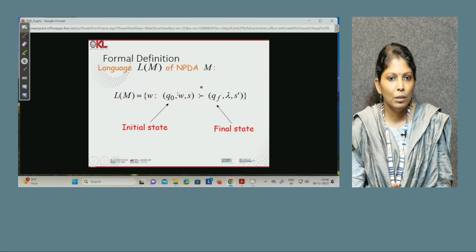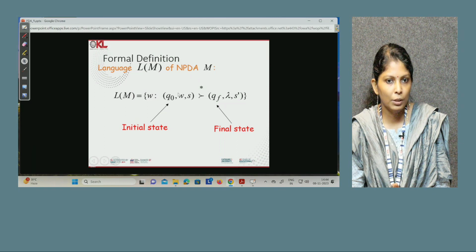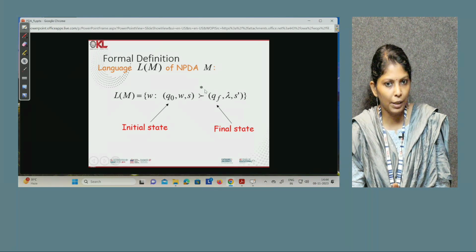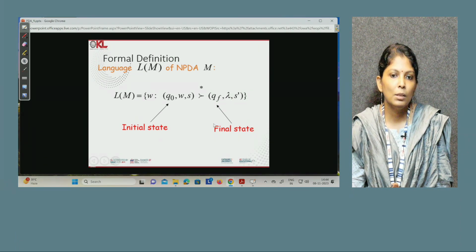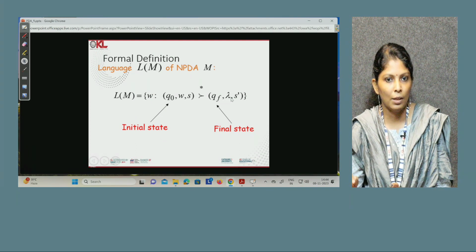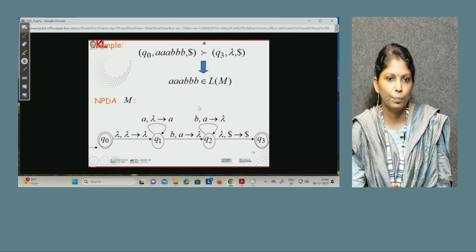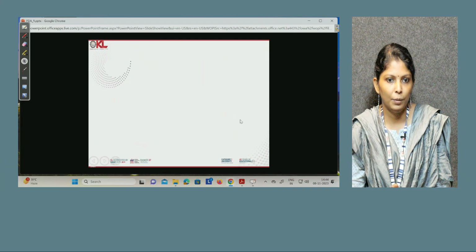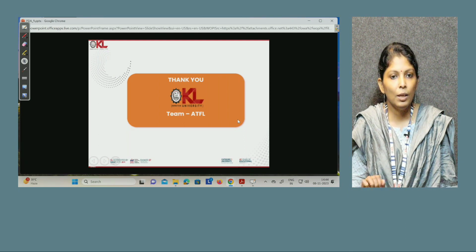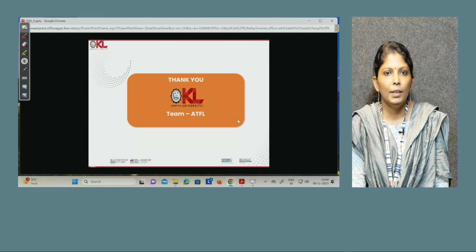This can be written like this. We start in Q0 with an input W and the stack element Z. After processing W, if we reach the final state and have consumed all the elements of the string, so the second element is lambda or epsilon, and sometimes the stack must also be empty, then we accept that string W. So we can try this with an example, and we will get the answer. That is all about the NPDA, and thank you for listening.